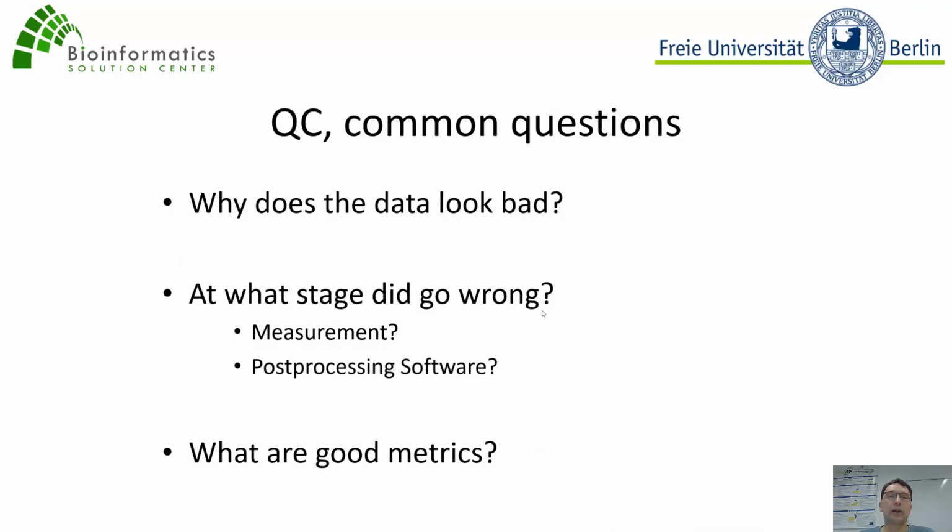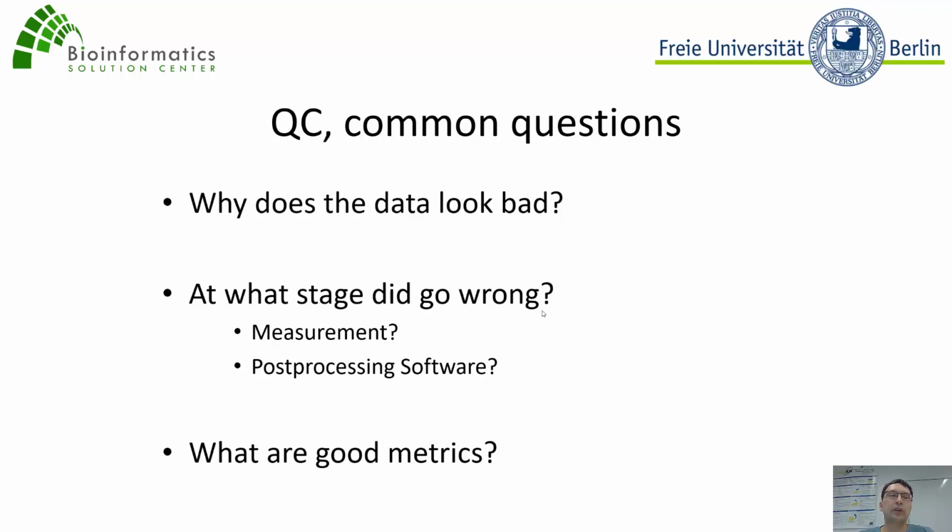Now, on the rare occasion the data looks bad, for example, the number of identified PSMs is low, or the number of proteins is low, you start digging, right? And you ask yourself, why is that? Did, for example, the digestion fail? At what stage did it go wrong? Did I inject enough sample? Did I configure the FASTA file correctly?